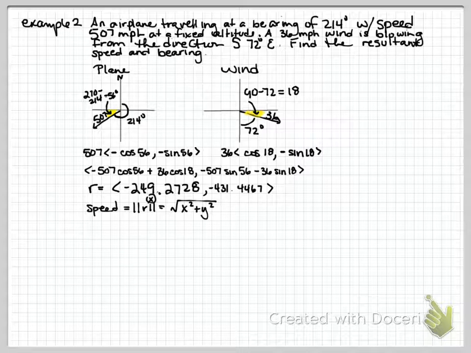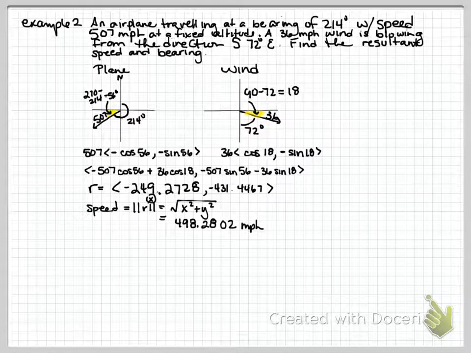Alright, so now let's find that resultant. So the square root of x squared plus y squared gives me 498.2802 miles per hour. Okay, so the speed is a little slower. The wind is hitting that nose, so it's kind of slowing that plane down just a little bit.